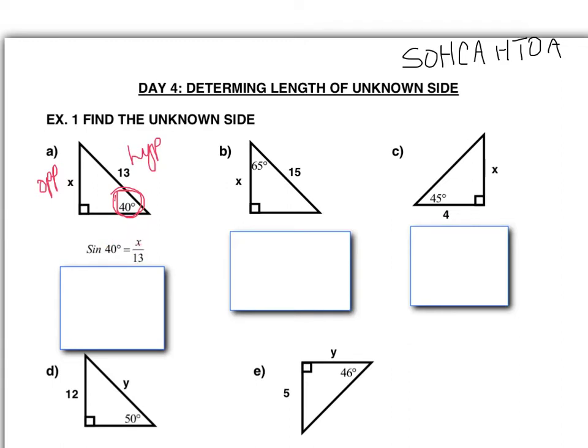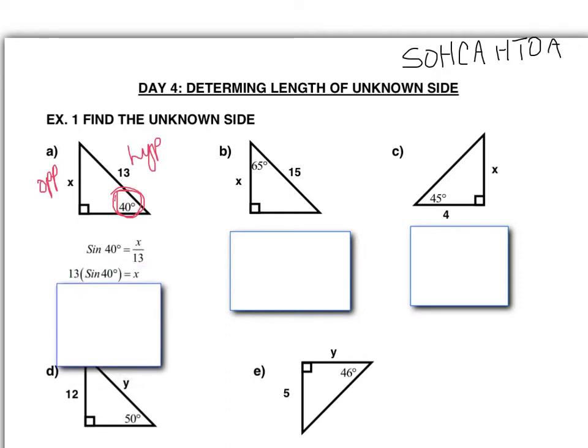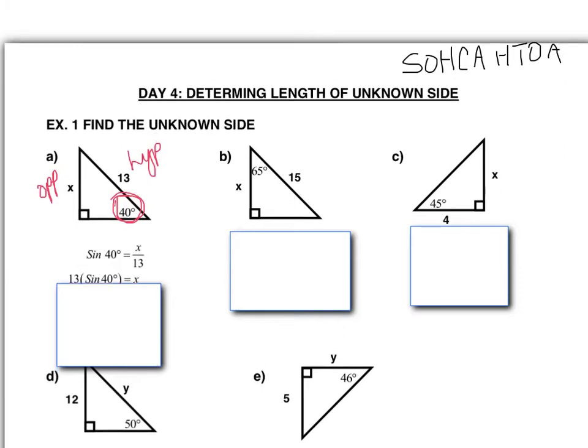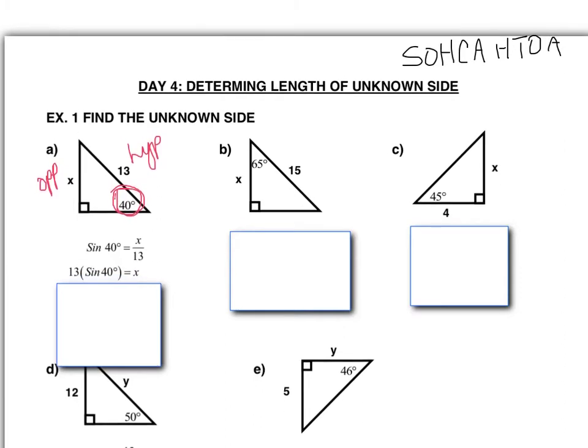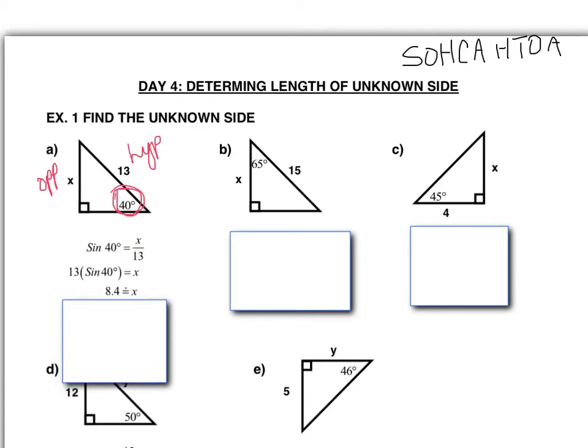And then you're going to rearrange it. So when you rearrange it, that 13 is going to come to the other side. And if you look, it's right here. It's divided. So when you take it to the other side, it's going to get multiplied. And then you punch it on your calculator. And you end up getting approximately 8.4.